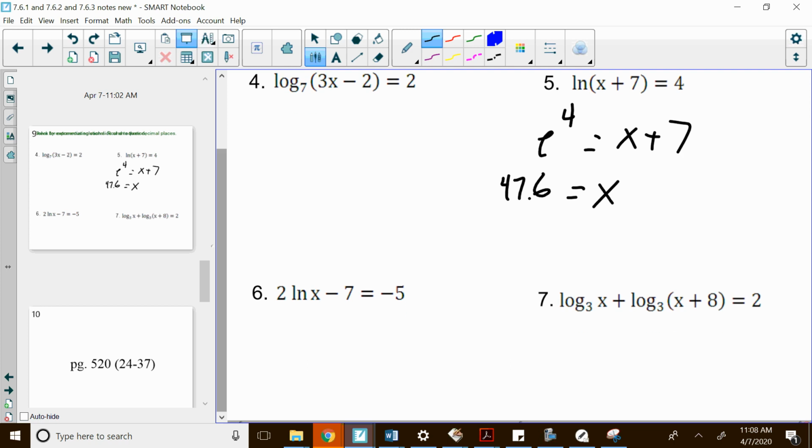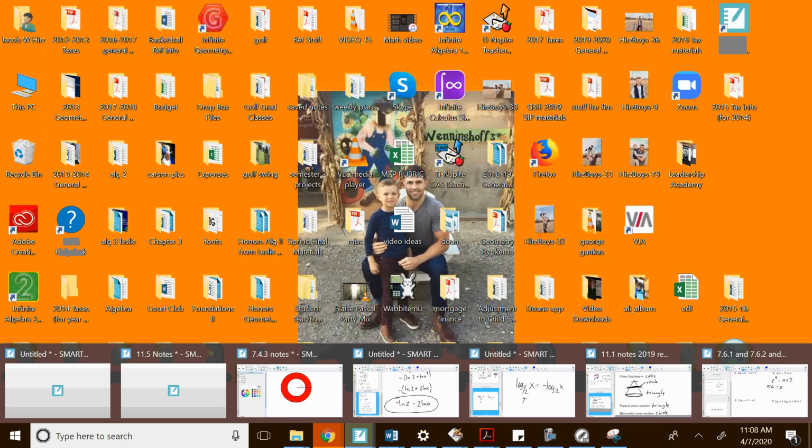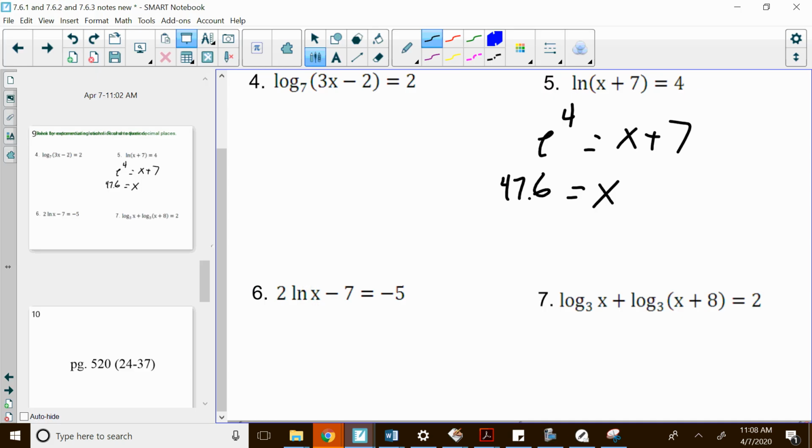Is it going to let me extend the page? Yes, no, maybe so. Whoopsies. There we go. Extend page.